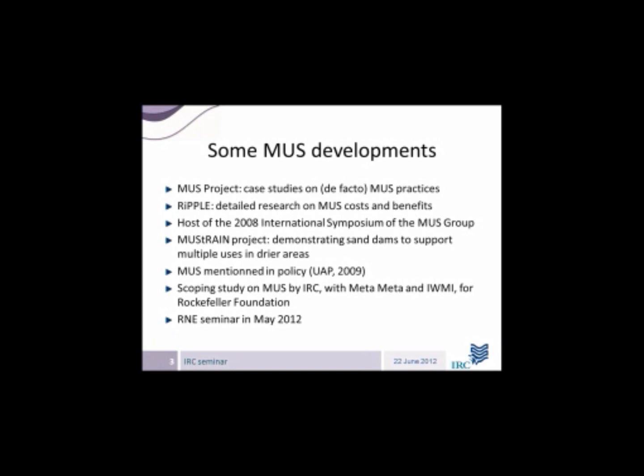Then we ourselves do have one ongoing project, which I'm not going to say a lot about, but I will mention in passing: the MUS Rain project. So we do have a bit more action research ongoing. Partly as a result of these efforts, MUS did get mentioned in the absolutely key domestic water sector policy, the Universal Access Plan in 2009. There was a mention there. Nothing much has happened since in terms of government, but I'll say something about that as well.